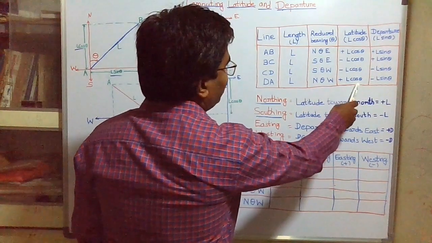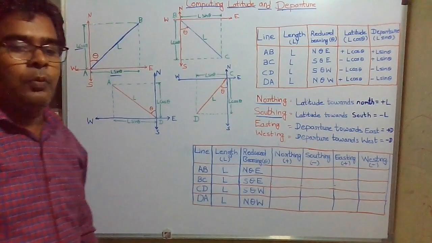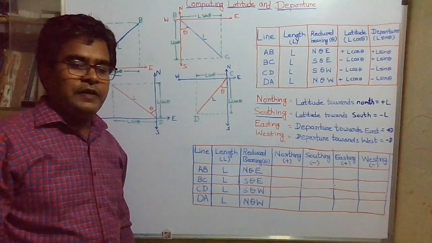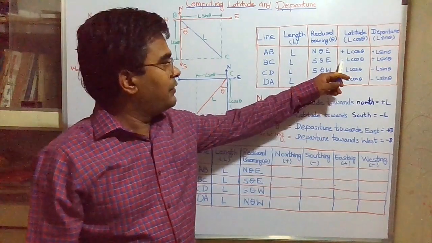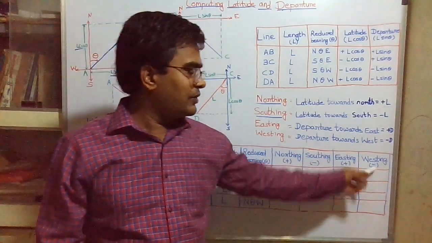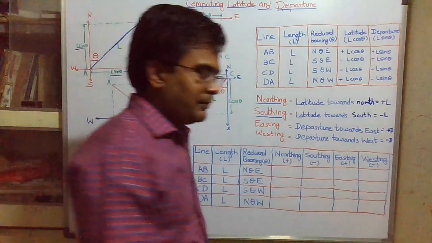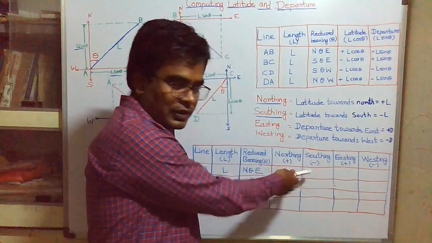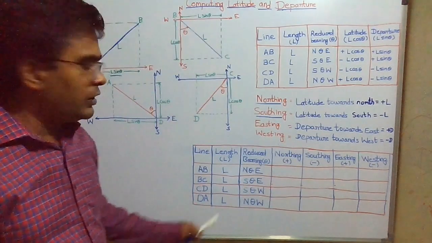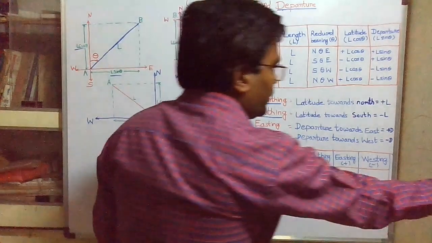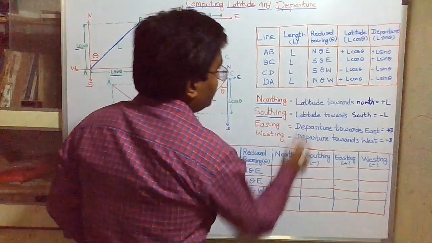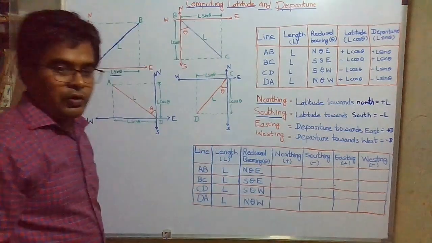This table can also be written in the form of northing, southing, easting and westing, where the difference is that the latitude and departure table has signs, while here, as it represents northing, southing, easting and westing, there will be no signs. Northing means positive, southing means negative, easting means positive and westing means negative, so there is no need to give the sign. Suppose we have to rewrite this table in the form of northing, southing, easting and westing, so how can we write it?